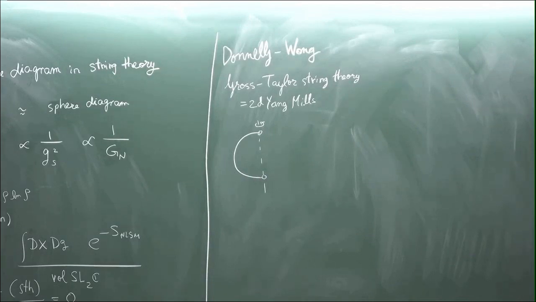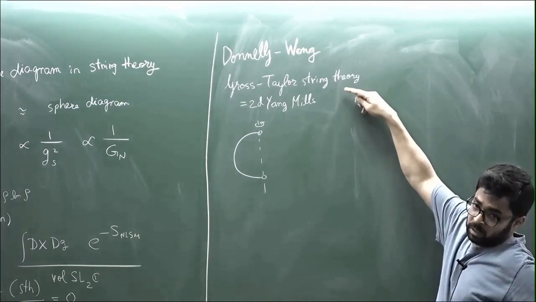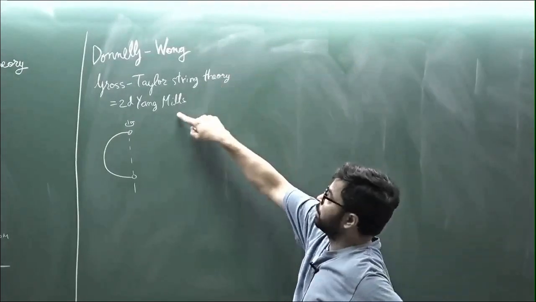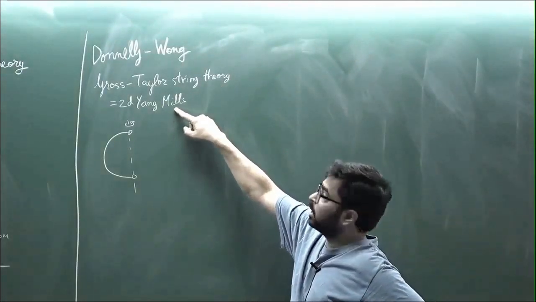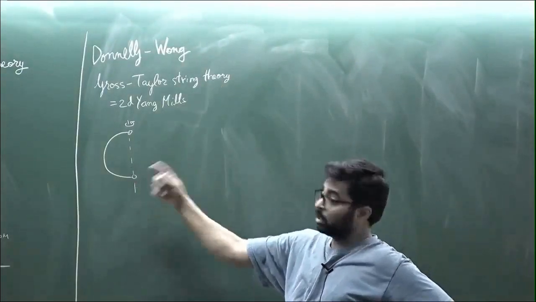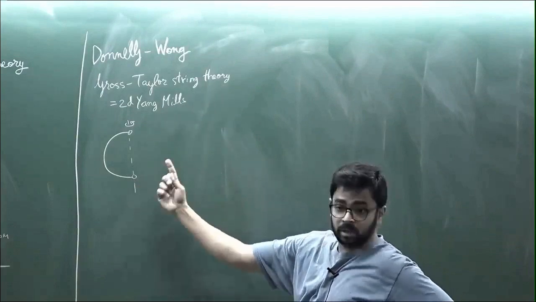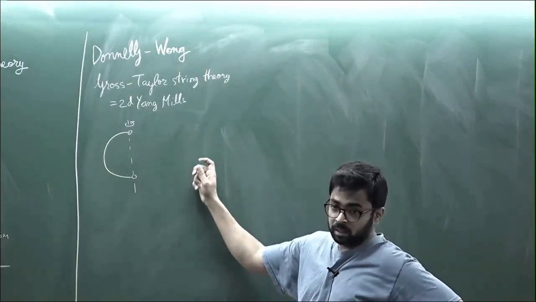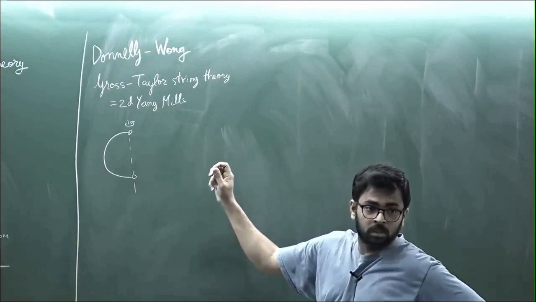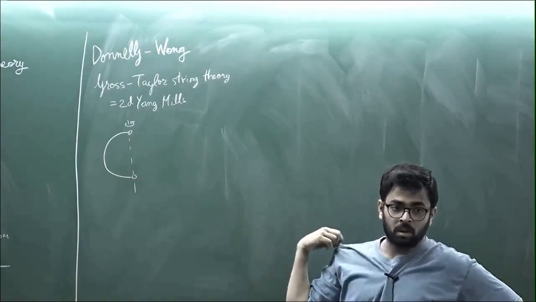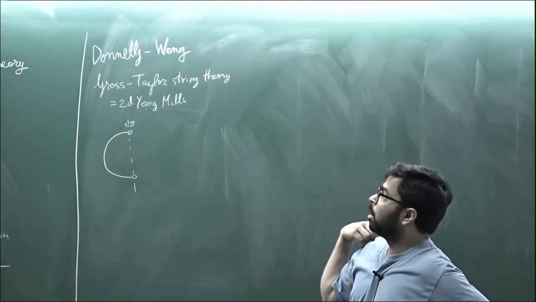Okay. Is there a cross-check to the answer they have? Like, they compute it using some string version. Yeah, they computed in both ways and the answer matches. There is a field theory way to compute the answer here, and this way using the Gross-Taylor action, and the answer agrees. So what is the answer, and why is the agreement not true?